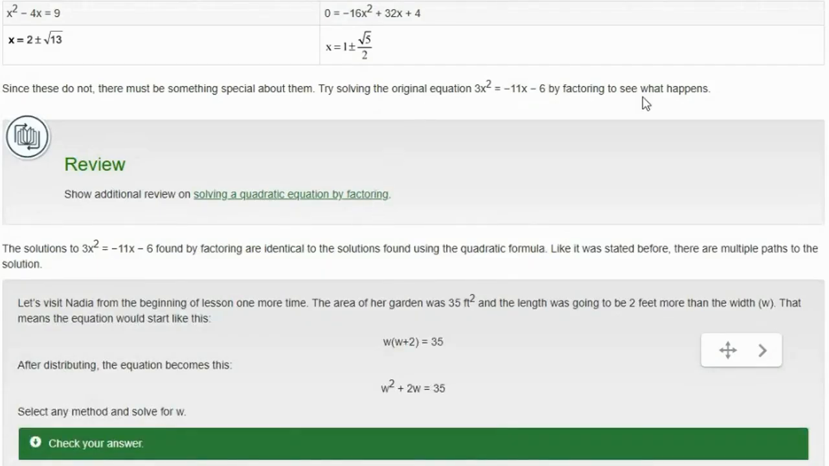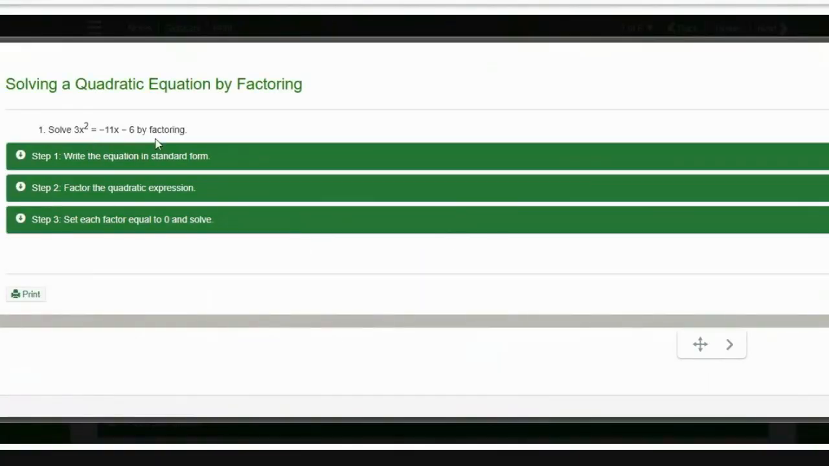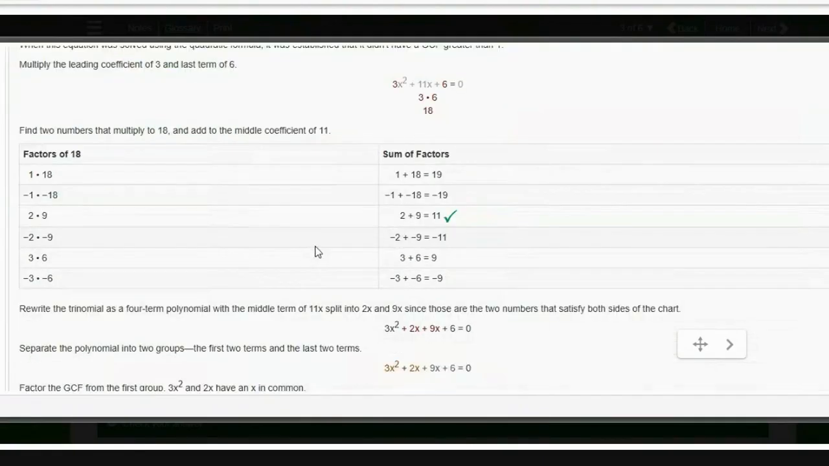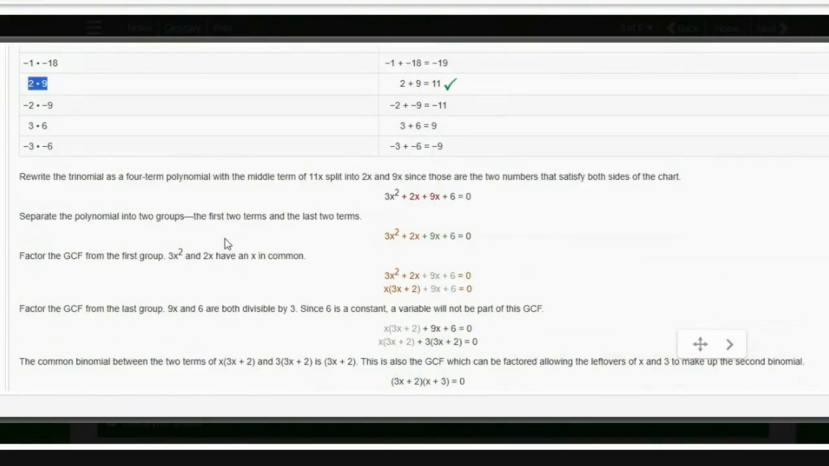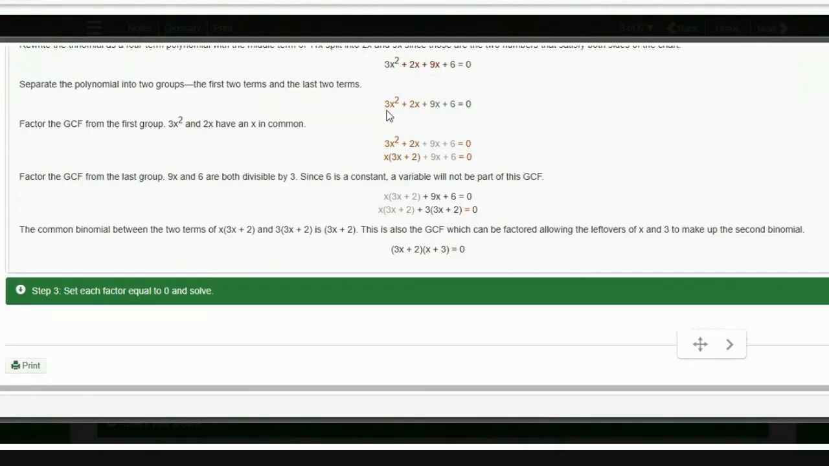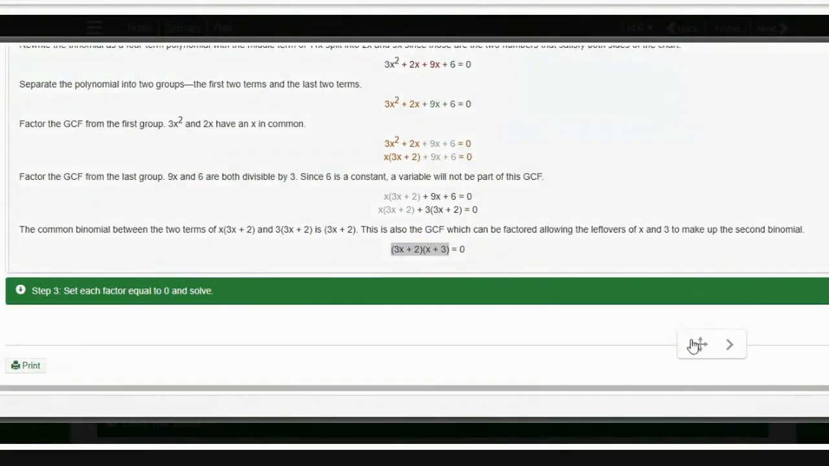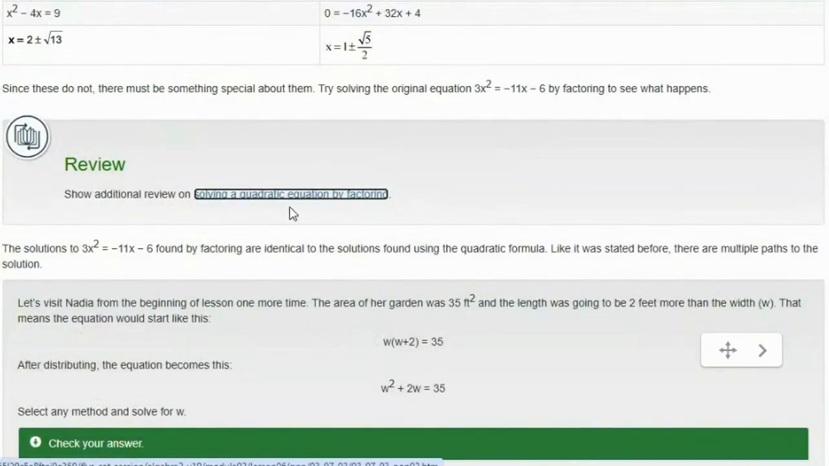So just try solving this by factoring to see what happens. If you tried to solve that by factoring, 3x squared minus 11x minus 6, when you write it in standard form and you factor it, the factors that sum to 11 and multiply to 18 are 2 and 9. So you can do it by grouping in that case, because you can rewrite the 11x as a 2x and a 9x and go through the factoring by grouping. 3x plus 2 and x minus 3. Set those equal to 0. So if you want another example on factoring by grouping, go ahead and go through that. Again, I'm not going to take time for that. We're halfway through class here.